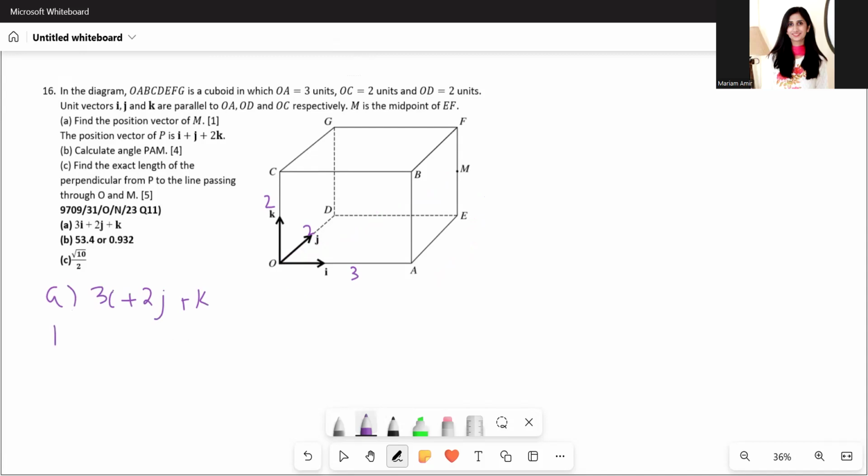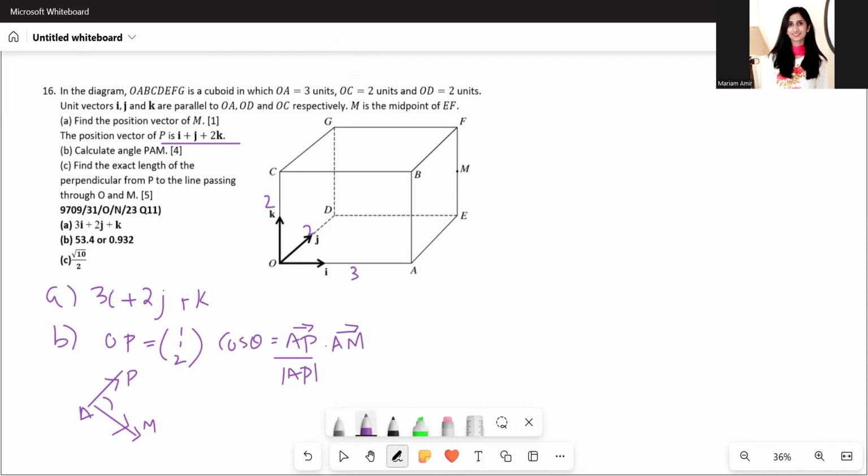Okay, part B. Find the angle PAM, and we're given a position vector, which is this. So that means OP is given to us, 1, 1, and 2. We need the angle PAM, so the angle from P to A to M. So that would be cos theta equals AP dot AM upon magnitude of AP times magnitude of AM.